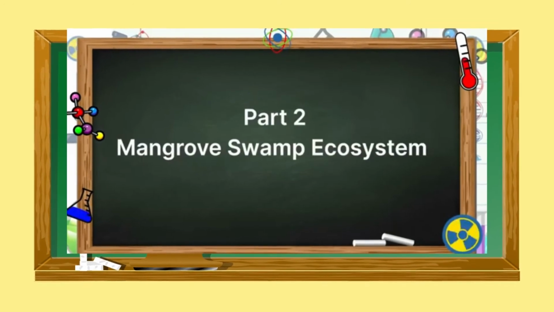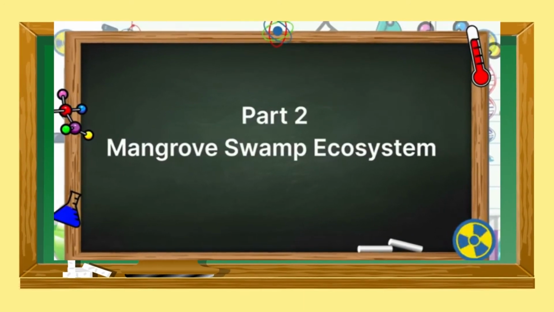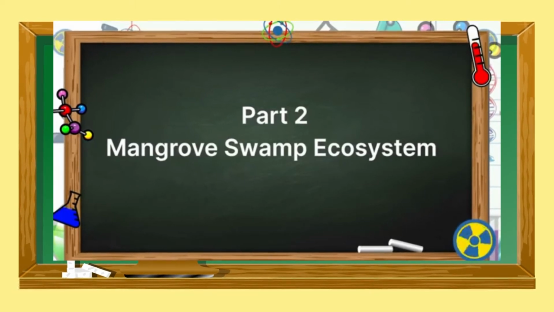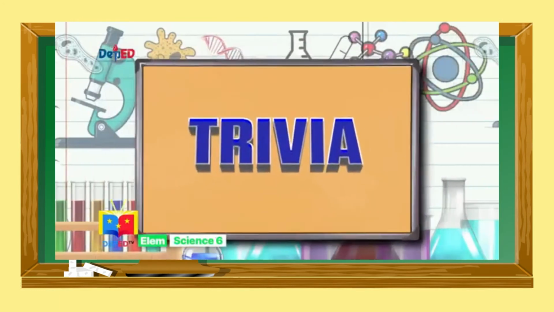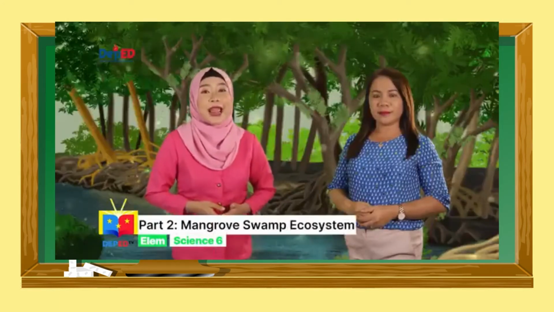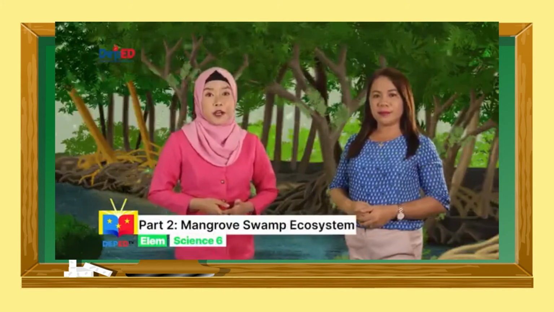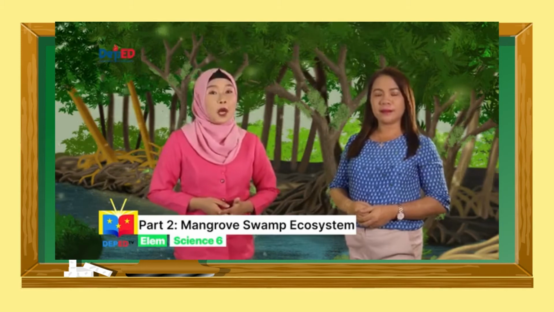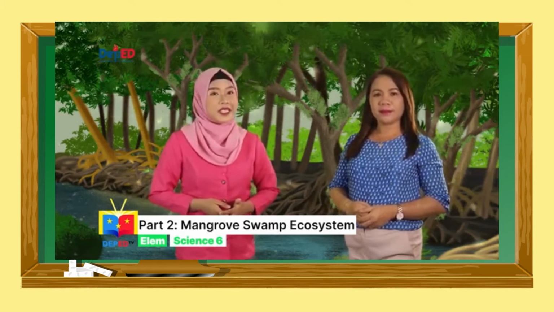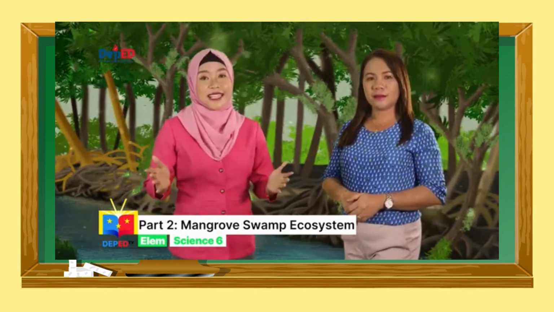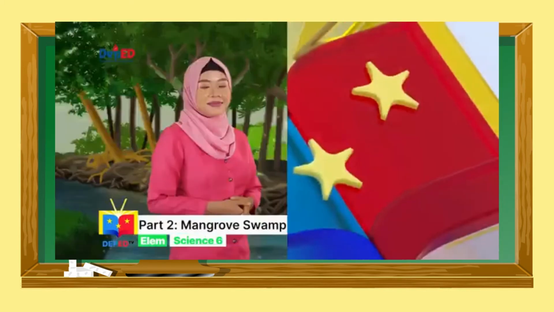Welcome back! It's good that you're still here with me. It's trivia time! Science-minded learners, if you will observe and compare mangrove trees from other trees, what will be the unusual thing you can see? That's right! It's their stilt and arching roots.